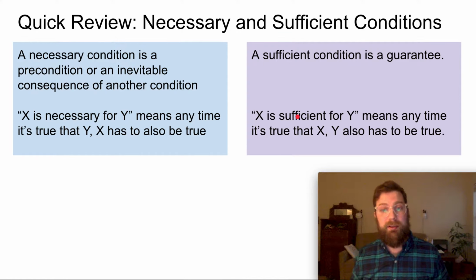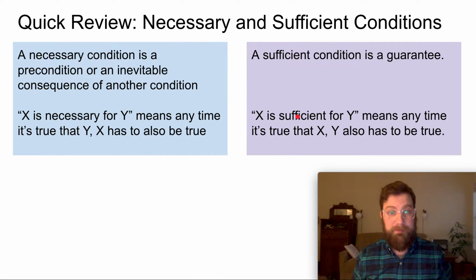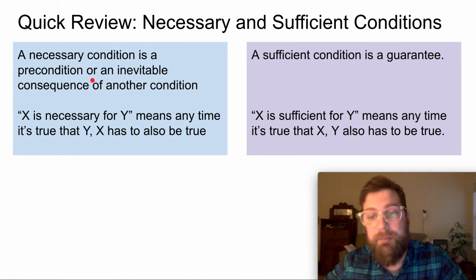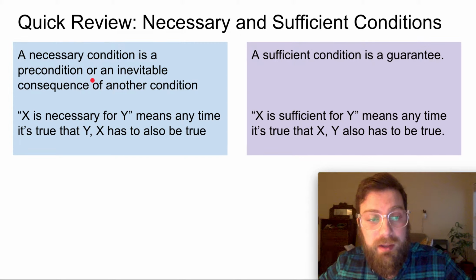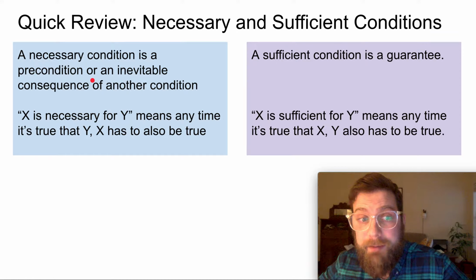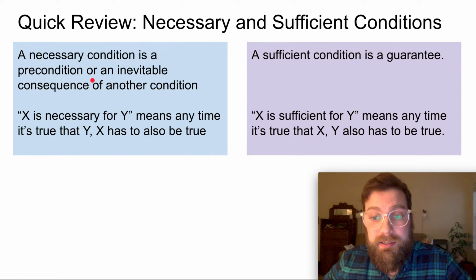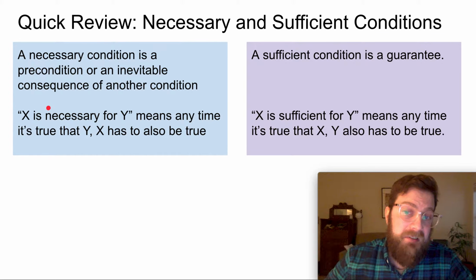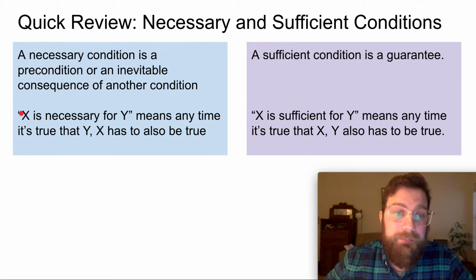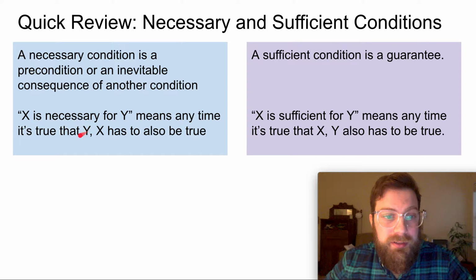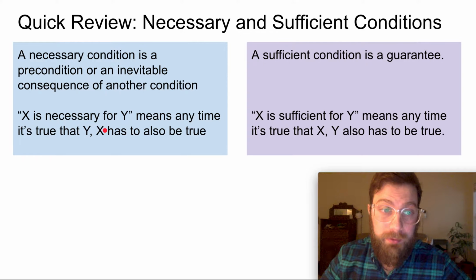We also looked at the concept of necessary and sufficient conditions. So there we found a necessary condition is a precondition or an inevitable consequence of another condition. So if I say X is necessary for Y, I mean that anytime you have Y, you're also going to have X coming along with it. So for instance, I might say being a mammal is necessary for being a dog, right? Anytime it's true that you've got a dog in the house, it's also got to be true that you've got a mammal in the house, right?